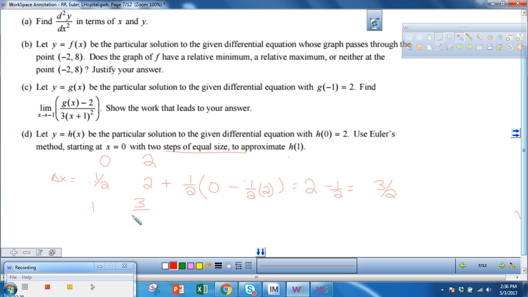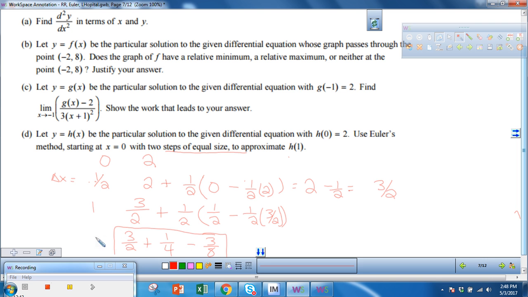So then I do 3/2 plus 1/2. My old x is 1/2. My old y is 3/2. So that gives me 3/2 plus 1/4, I'm distributing, minus, this is 3/4, so that's minus 3/8. And this is a perfectly good answer. I would stop right here and say that's my answer.